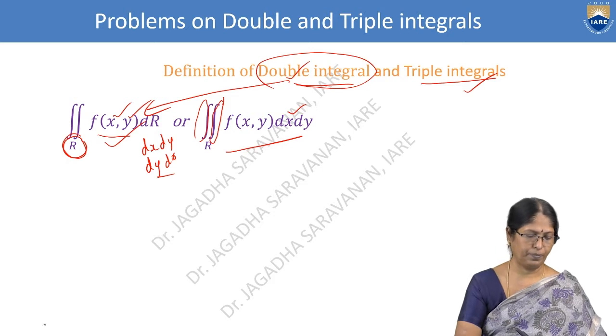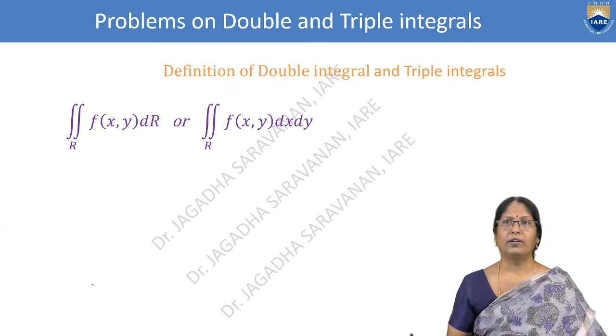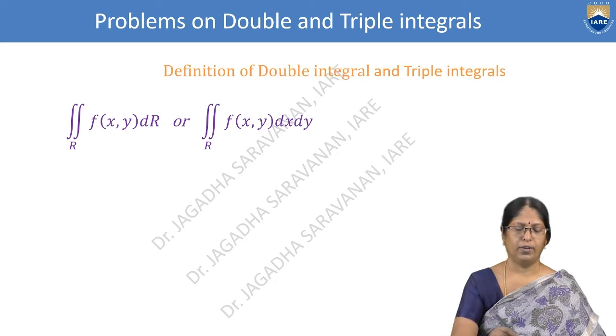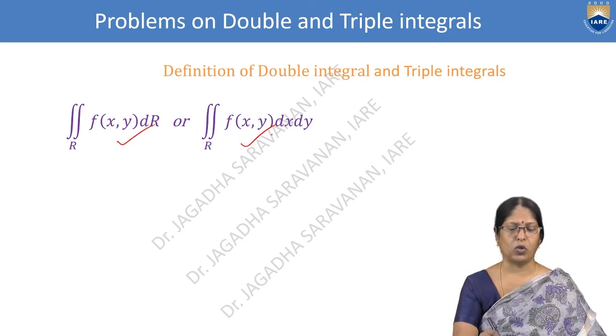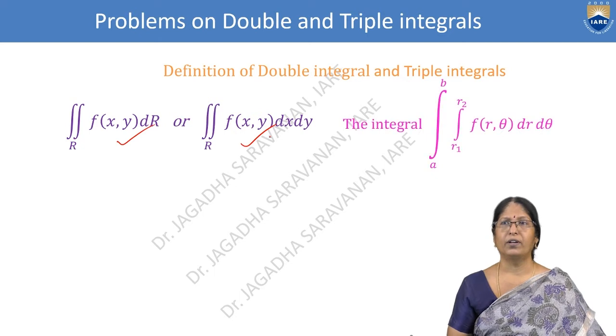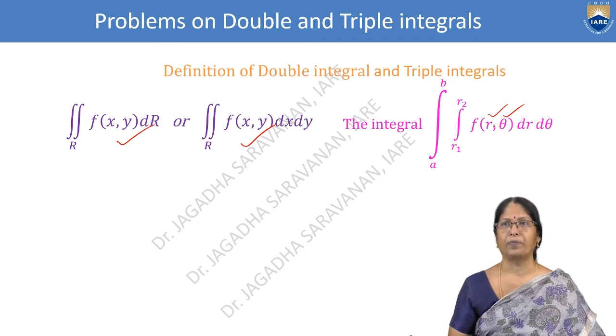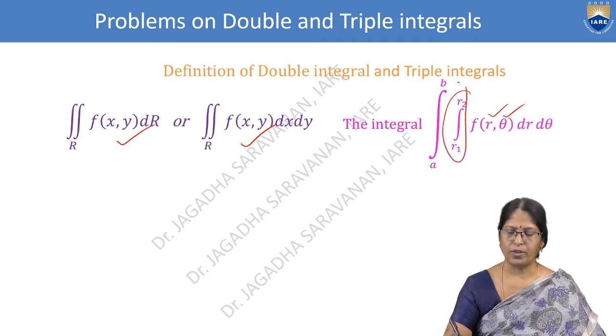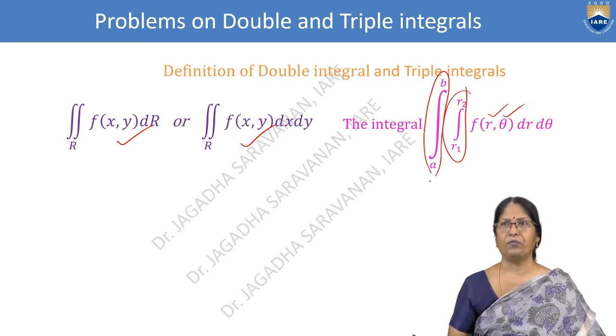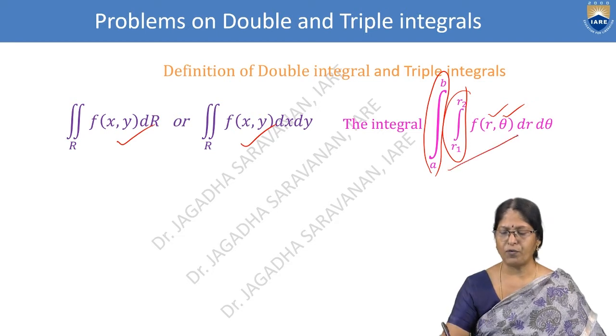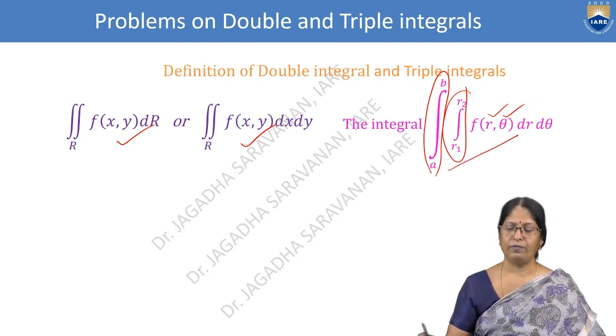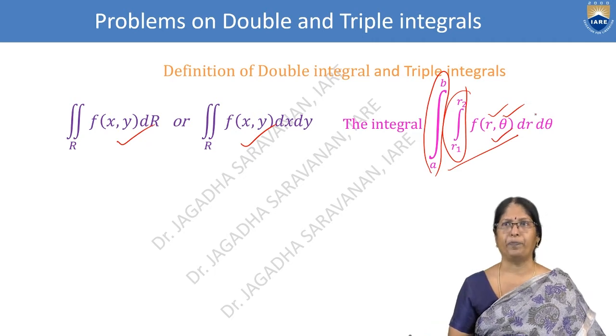If they are in Cartesian form, we can use either of these formulas. If they are in polar form, where the functions are defined in terms of radius and theta, the innermost integration is with respect to the radius and the outermost is with respect to the angle theta. For the double integral in polar form, we will use this formula.